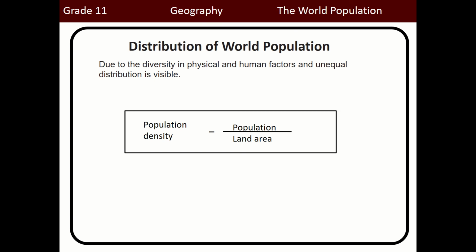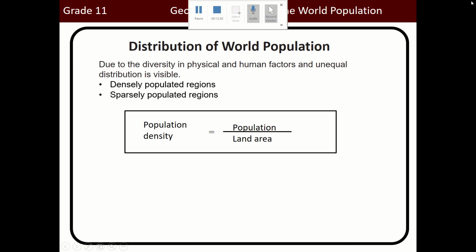Dear children, when we discuss the distribution of population, there is an important term, population density. It means the population that inhabits a certain unit of land is defined as population density. Generally, it is known as the number of people per square kilometer. We can calculate it by dividing the population of a certain area by its total land area. Here you can see the formula.